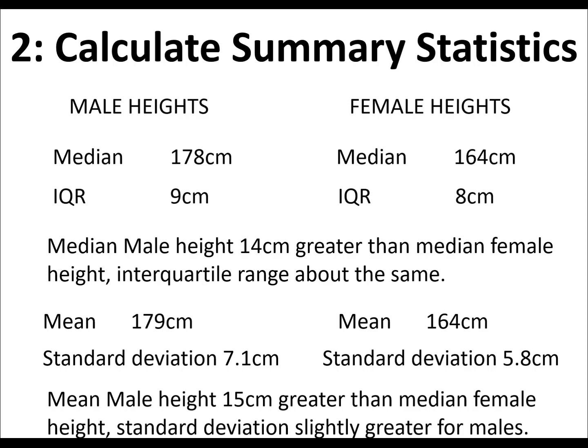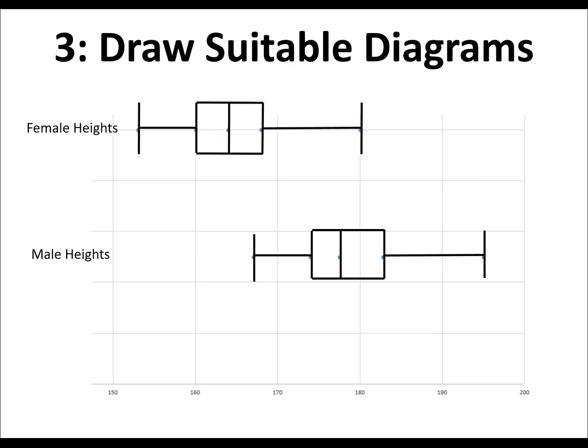I can use all those figures I calculated in my spreadsheet to draw some suitable diagrams. And the first thing I'm going to do is a couple of box plots. Here are the box plots for my males and females. Well, we've already found just by looking at the numbers that the medians are very different, with the males being about 14 centimetres greater than the females.